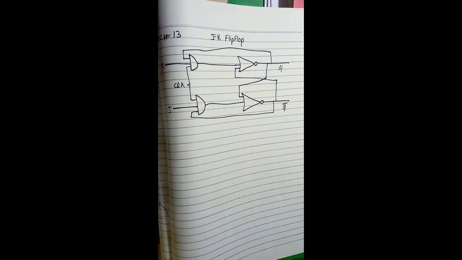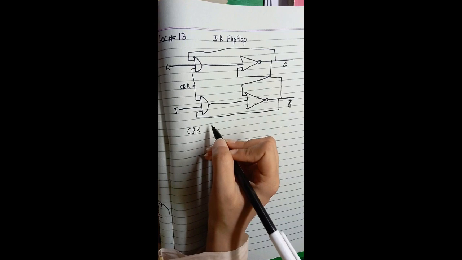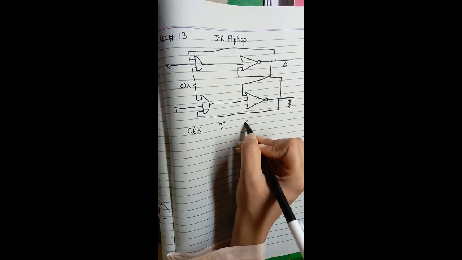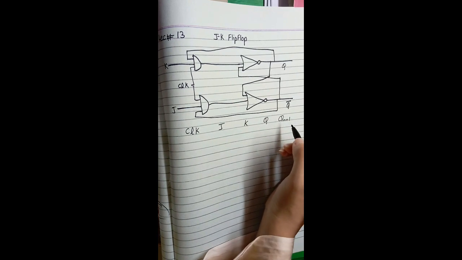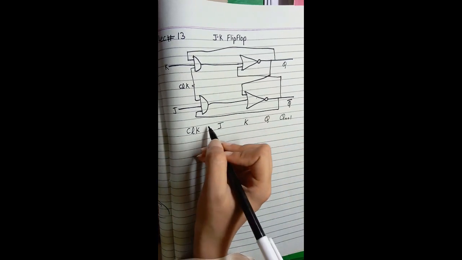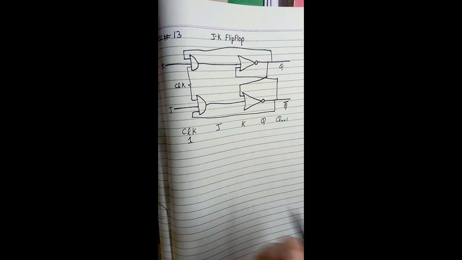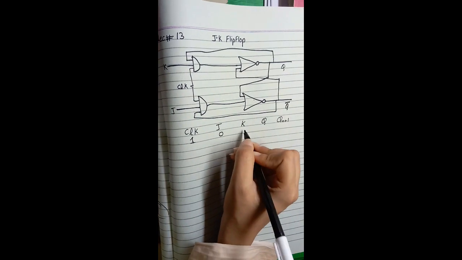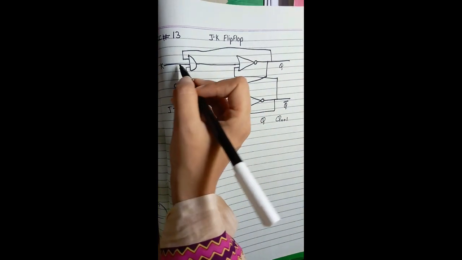So now we will start. This is our clock which will always be 1, J, K, Q and Qn plus 1. We will always take the clock 1 and on our first step we are taking J 0 and K 0 as our inputs. J and K both are 0.